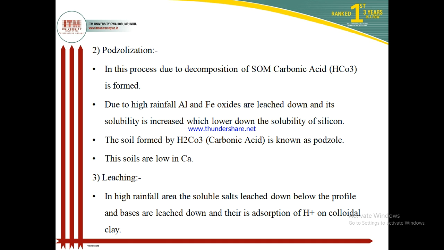Podzolization is a process due to decomposition of soil organic matter. Carbonic acid is formed. Due to high rainfall, aluminum and iron oxide are leached down and their solubility is increased, which lowers the solubility of silicon. The soil formed by this carbonic acid is known as podzol. These soils are low in calcium.